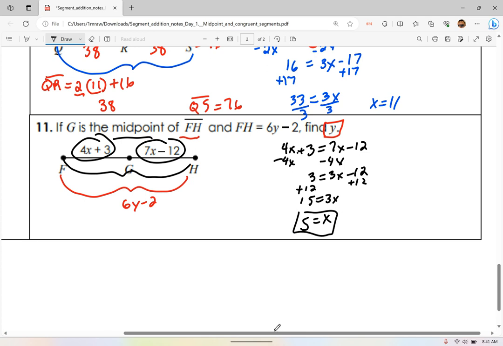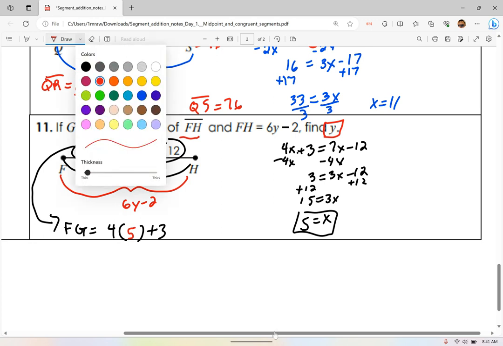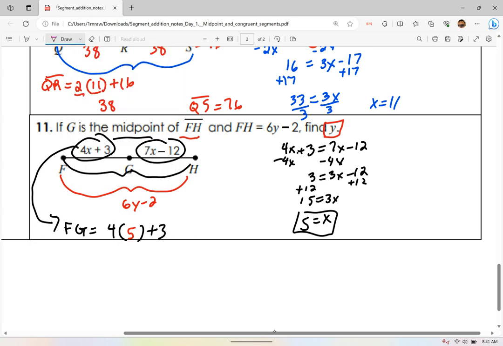We can plug that in. Again, I like to plug it in for the addition part, me personally, right? So FG is equal to 4 times x plus 3. We now know that x happens to be 5, so we plug that in, right? 4 times 5 is 20. 20 plus 3 is 23, right? So if FG is 23, that means that this GH is also 23 because they're equal, right? Congruent means equal. So that means the whole thing is equal to 46.